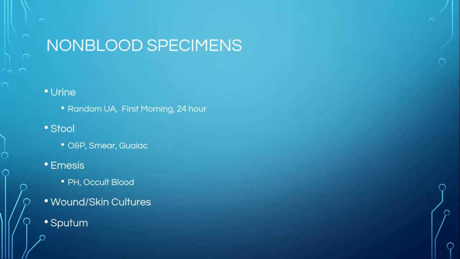So non-blood specimens, some of the most common non-blood specimens that we collect would be urine. We do random dipstick UA. Sometimes we do cultures. Sometimes we have a first morning urine, so they come in really early and we collect a first morning urine, or we do 24-hour urine. Those are common urine type specimens that would be done in any type facility.